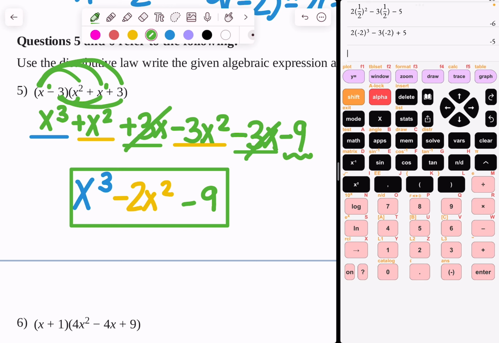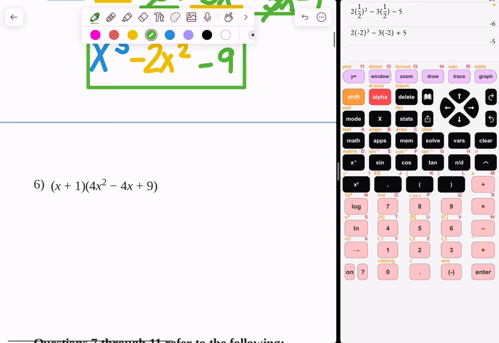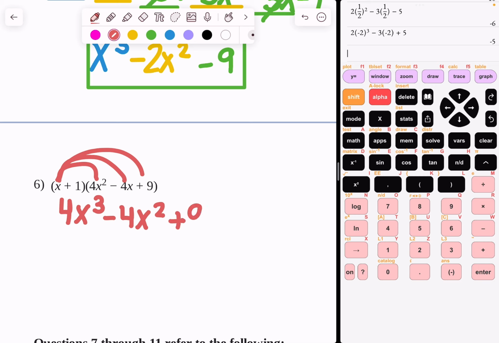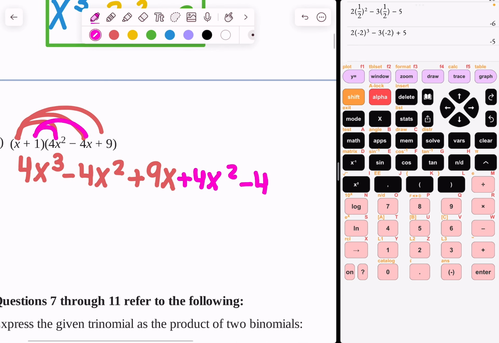Alrighty. Let's look at number 6. Again, we're going to distribute. X times 4x squared is 4x to the third power. Then x times negative 4x is negative 4x squared. X times 9 is positive 9x. Then we have to multiply this 1. 1 times 4x squared is just 4x squared. 1 times negative 4x is negative 4x. And 1 times 9 is 9.